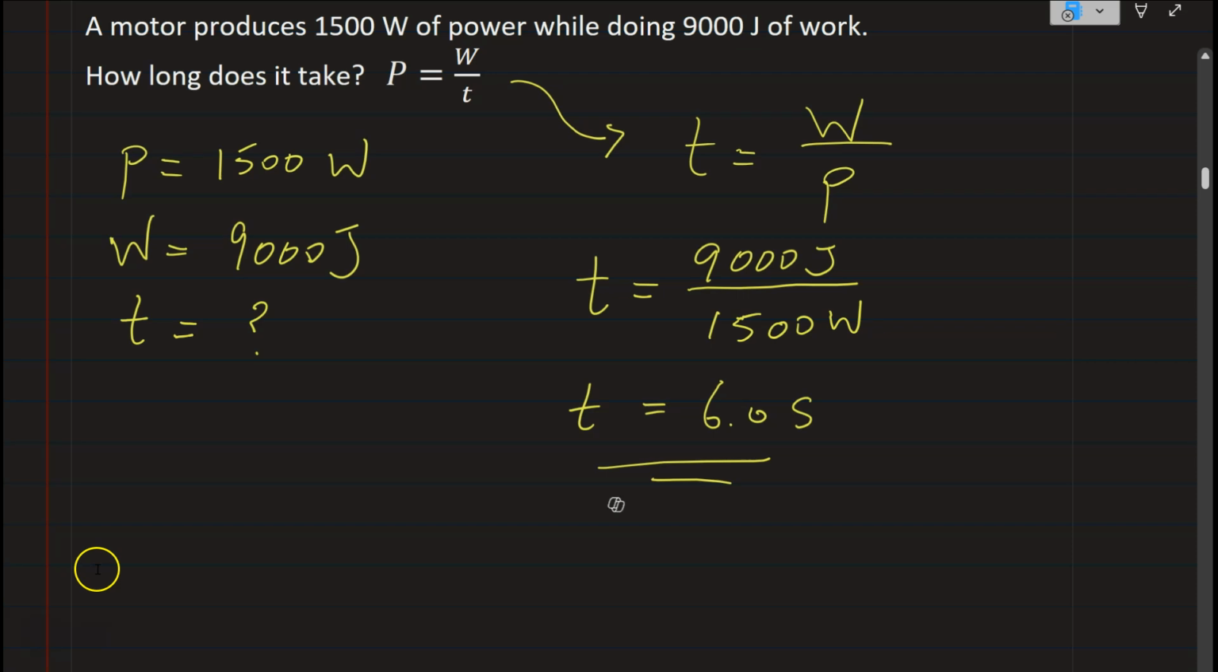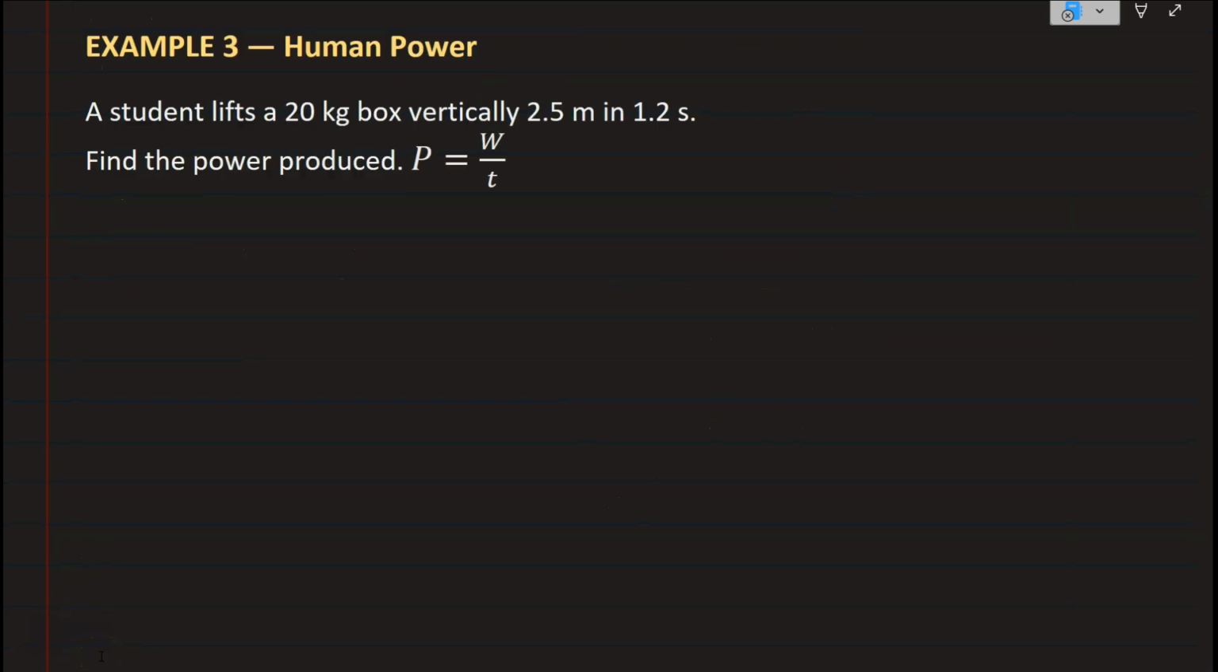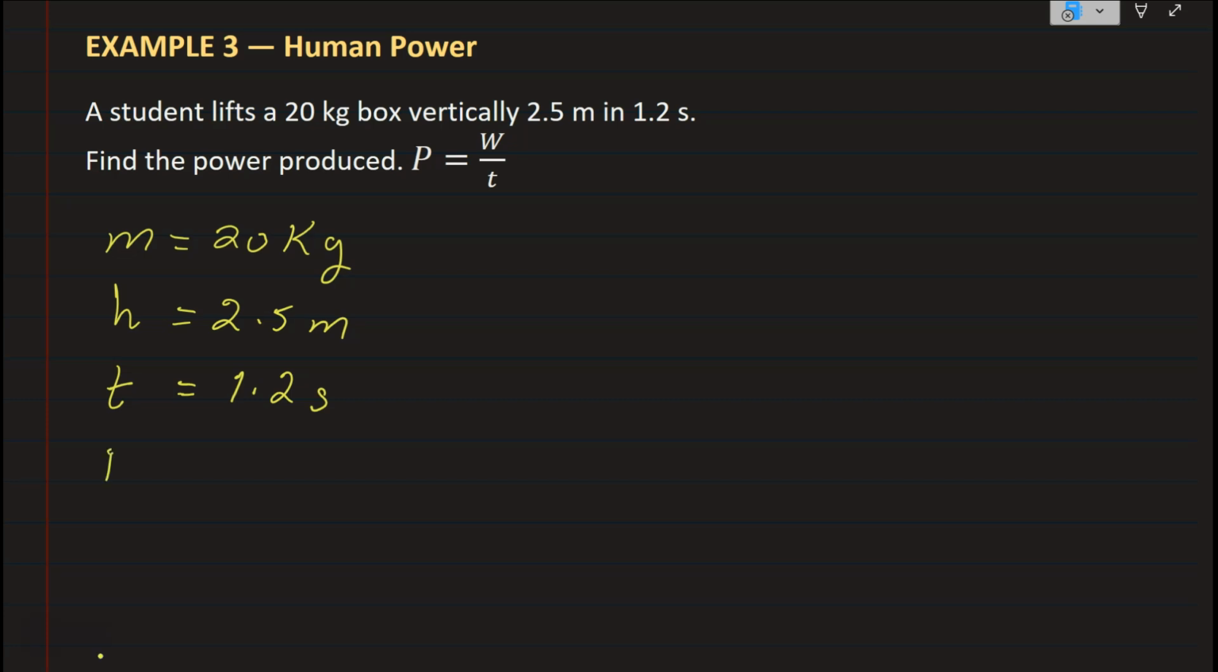All right, let's look at another question. In this example, a student lifts a 20 kg box vertically 2.5 meters in 1.2 seconds. Find the power produced. So, okay, let's write up what we do know. m is equal to 20 kg. We know that the height or the distance is 2.5 meters. We know the time, 1.2 seconds. And the question is, what is the power? Now, having said that, do we know what W, the work, is?